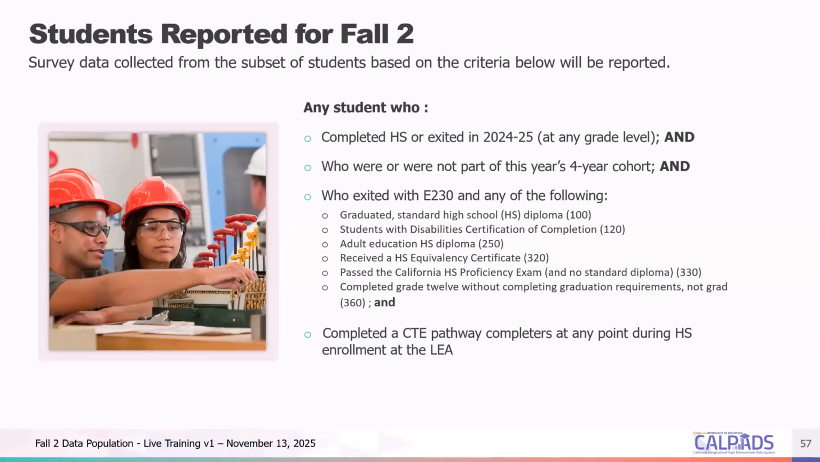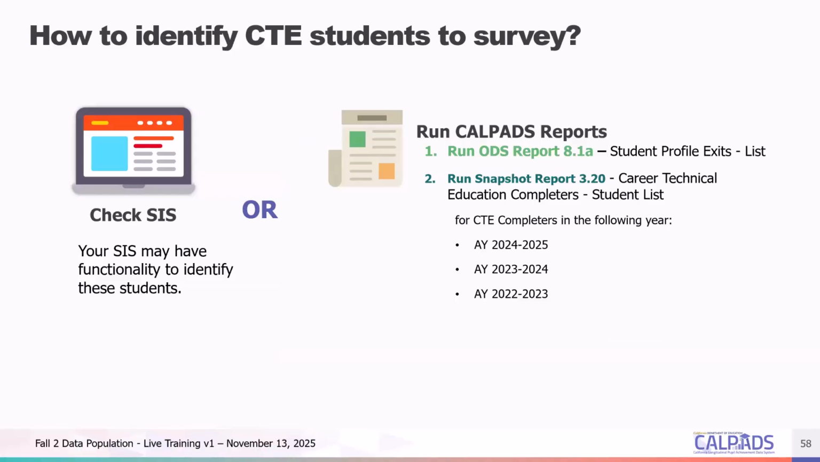That's important to keep in mind. Or, again, we're focusing on CTE completers, but if they participated in the California Partnership Academy and are a high school completer, we want to survey those students as well. So let's talk about how you identify those students.